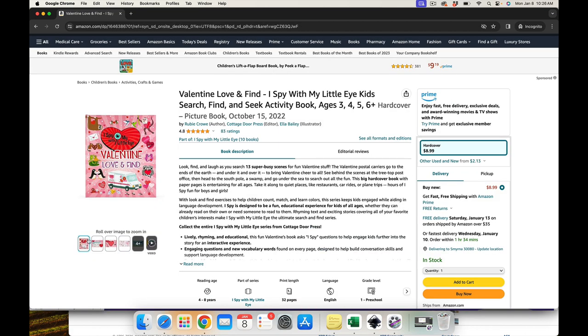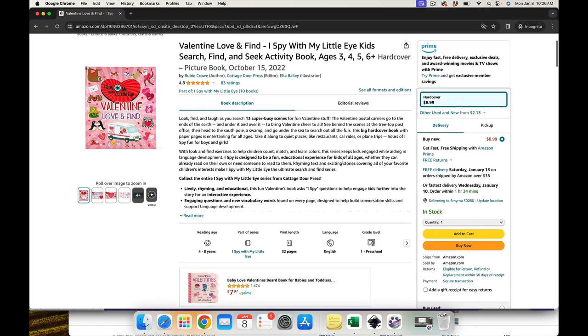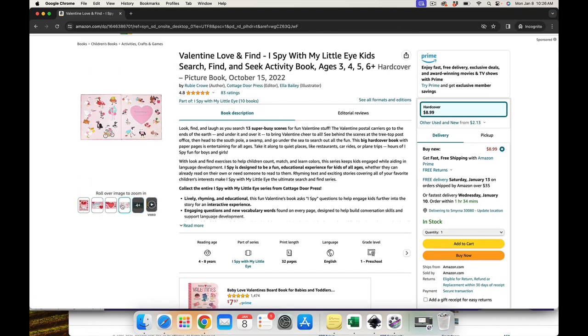So we can see this Valentine's Day I Spy book. Now this is really interesting because it's a hardcover book that was just published 2 years ago. And I haven't seen many authors use this hardcover process yet, so that might be one way that you can attempt to stand out by publishing a book that's hardcover and seems like a longer-term keepsake.